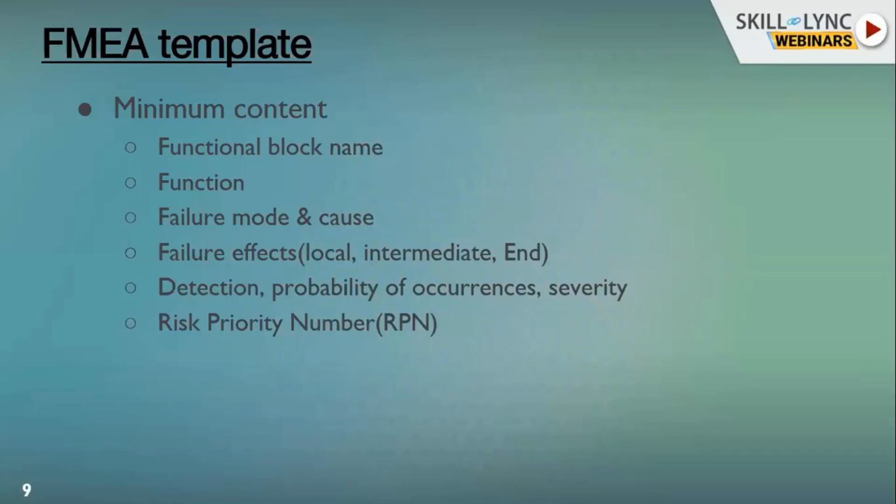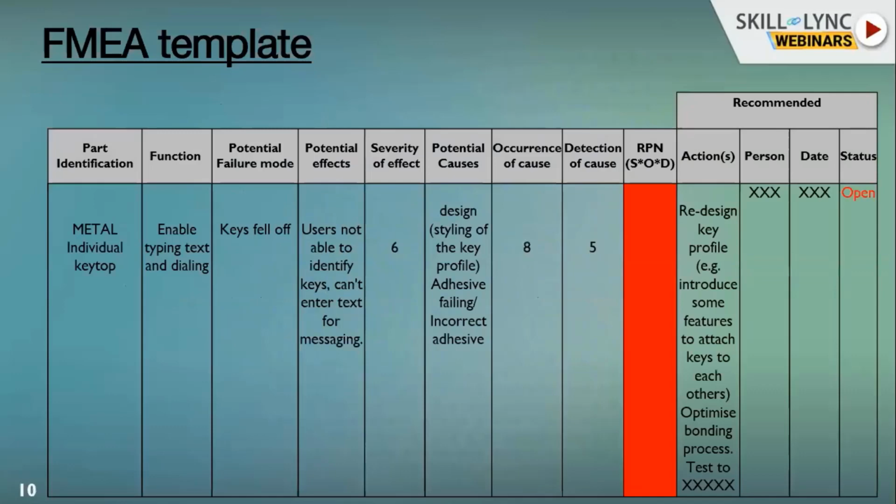And then you multiply these 3 numbers, detection, probability of occurrence, and severity, to get your risk priority number. And once you have got the risk priority number, then you have to plan your actions and other things. Those become a bit more challenging. So this is just an example of how a basic FMEA should look.